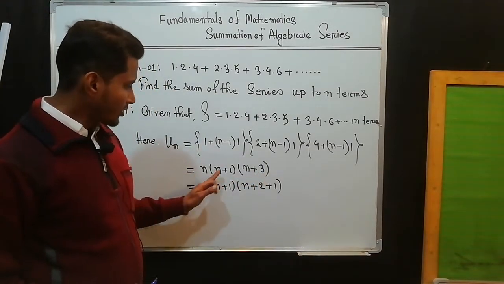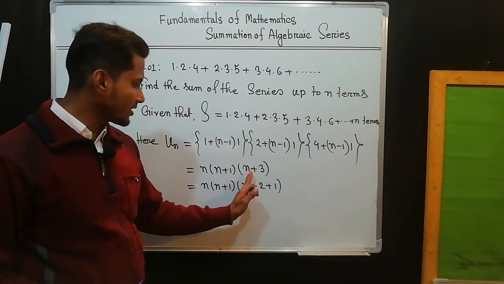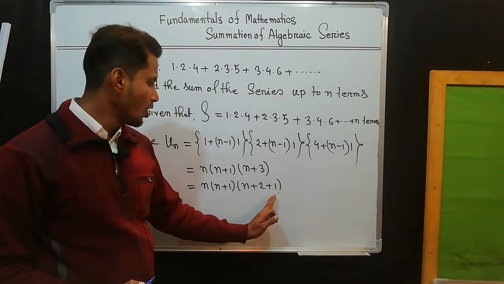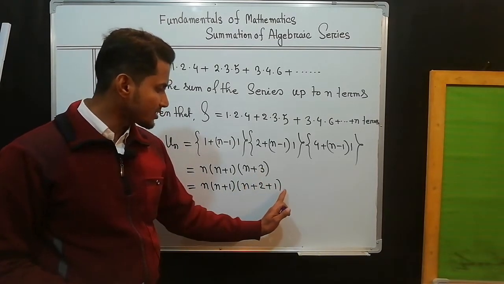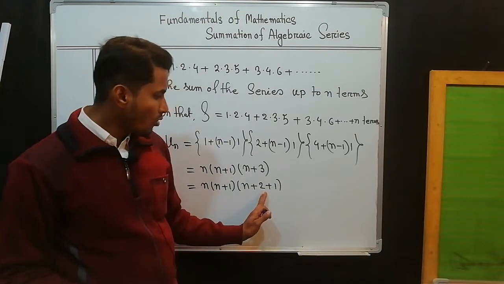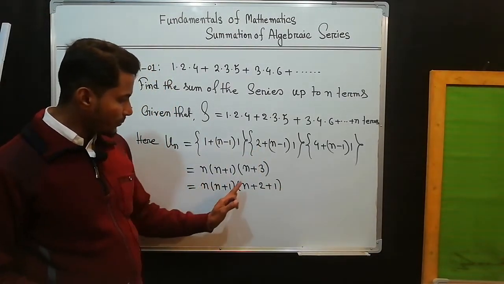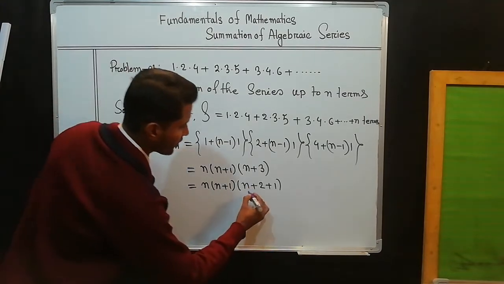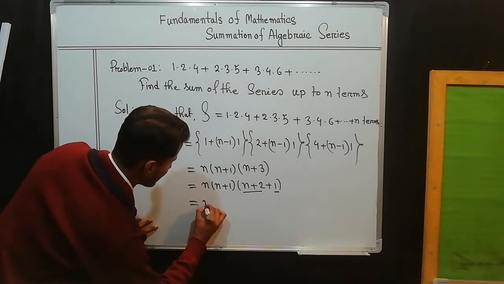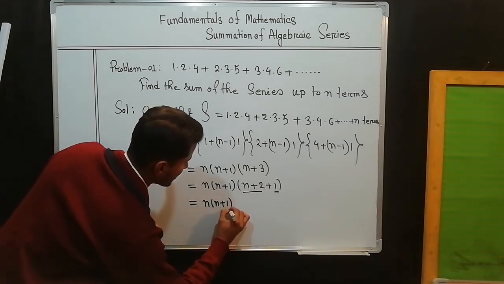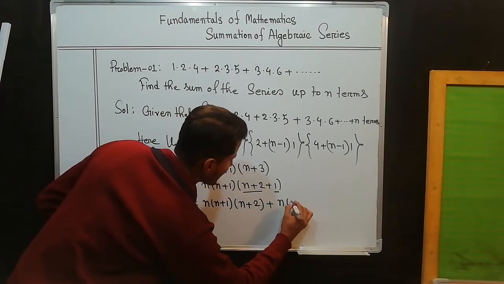Here we notice that n into (n plus 1) is the first and second terms, and the third term is missing. So we divide 3 into 2 and 1; 2 plus 1 is 3. Now we multiply n into (n plus 1) by the term (n plus 2) and 1. So we say n into (n plus 1) into (n plus 2) plus n into (n plus 1).